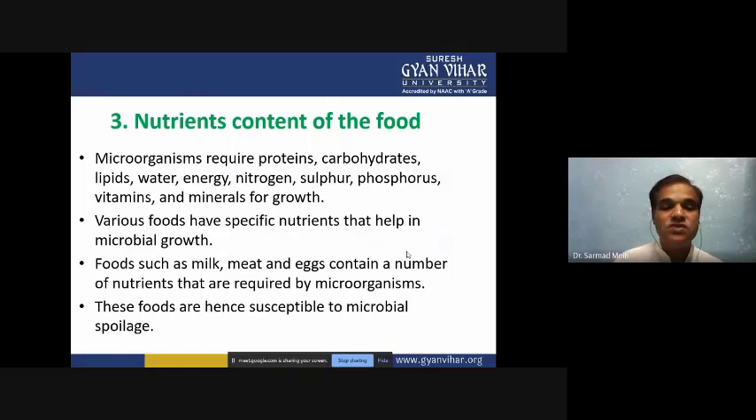Right. Okay. So foods such as milk, meat, egg contain a number of nutrients, and if water content, free water, is also available, these microbes will attack and they will spoil the food.